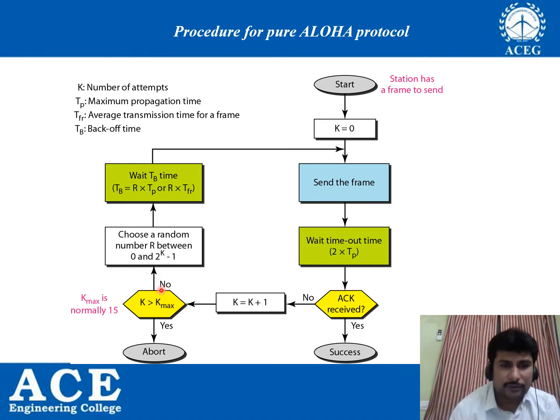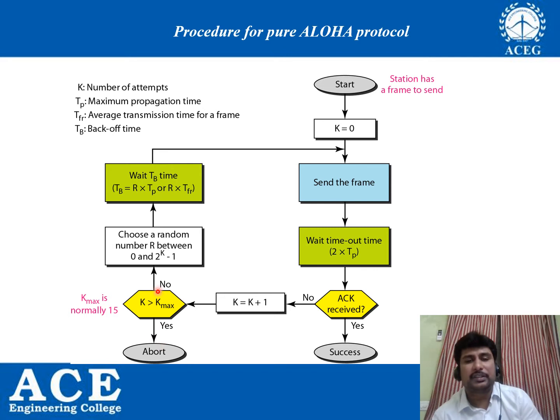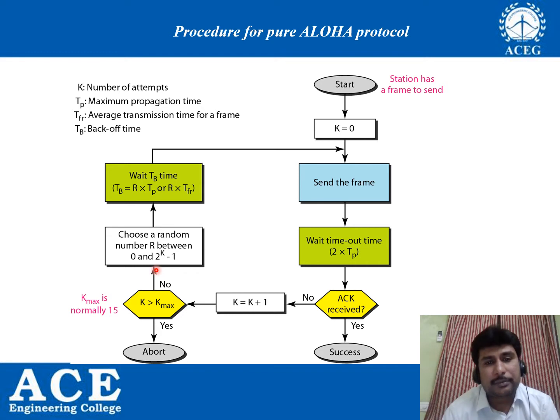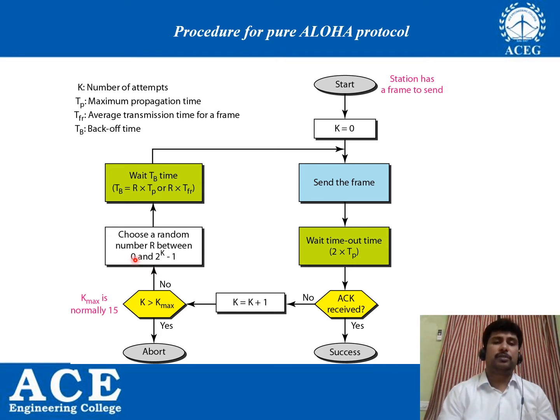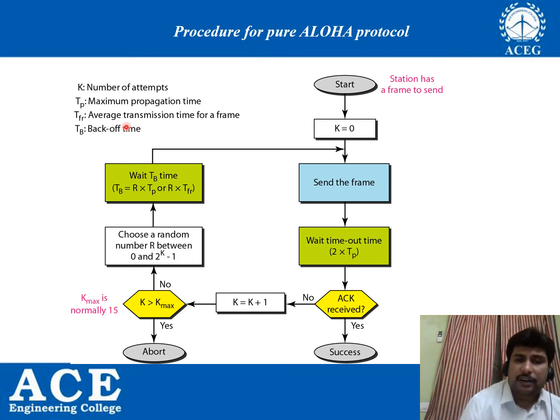If the number of attempts is greater than the maximum, then we have to abort our retransmission attempts. But here, since 1 is less than 15, next we choose a random number r. The random number r is chosen from 0 to 2 to the power k minus 1. Here k equals 1, so r will be 0 or 1. Accordingly, we wait for a time called TB. The value of TB is r times TP, or r times TFR, where TFR refers to the average frame transmission time. After this wait time is completed, we again send the frame.